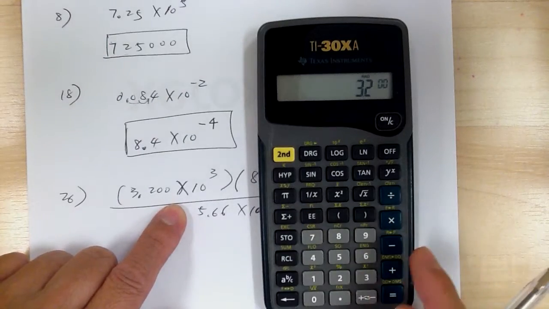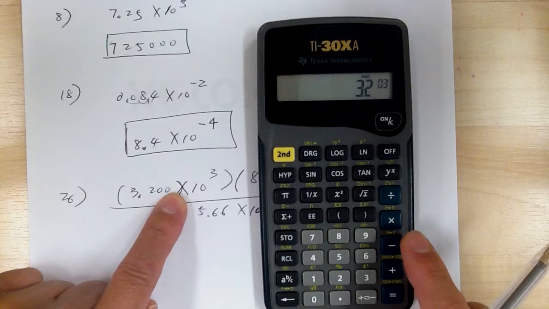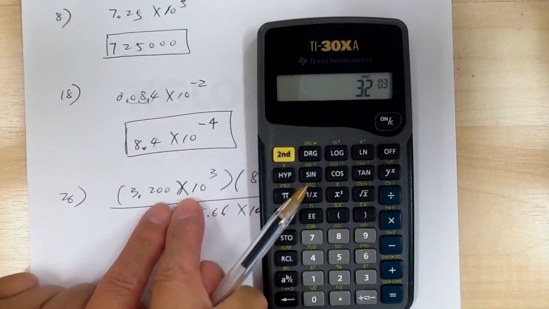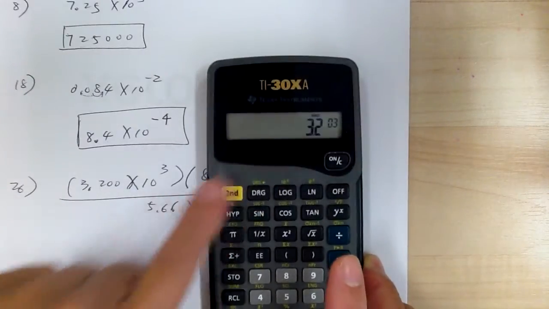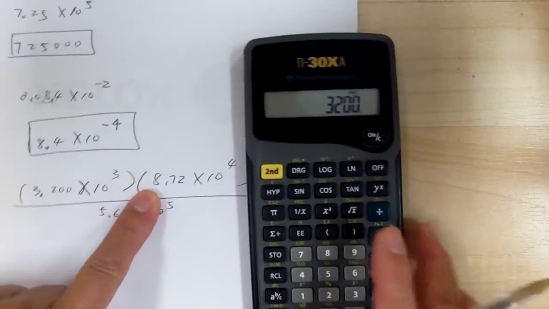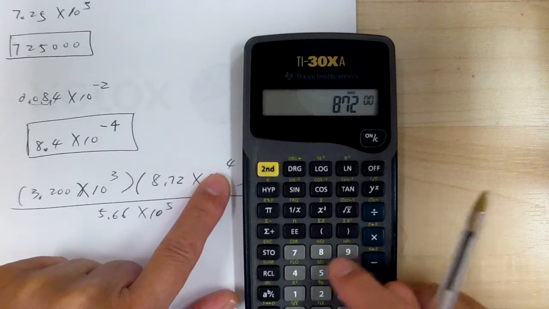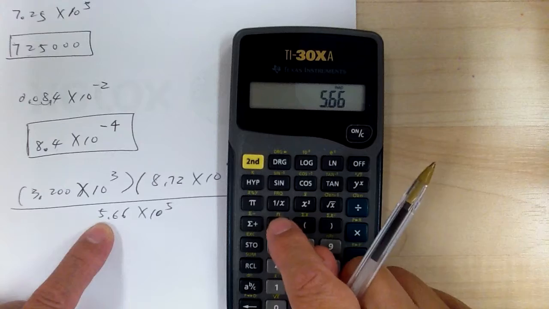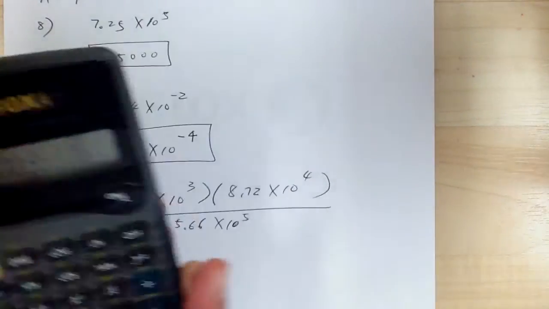So just push the EE button and enter 3. Don't use the multiplication button. It's going to mess it up. Okay? Again, on some calculators it will not work. If you try to enter times 10 to the 3 power, it's going to get messed up. So that's how you enter that. So times, over here you got 8.72. Again, scientific notation. So push EE 4. Then you push divide 5.66 EE 5, and you push equal. Okay, and so you end up with this number.